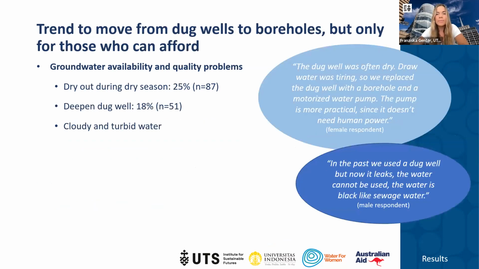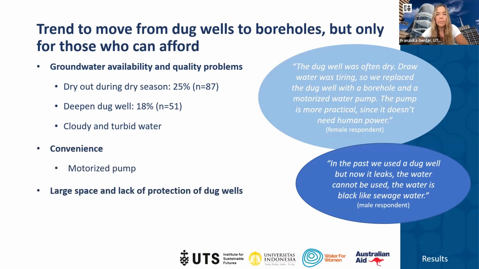The in-depth interviews revealed that households that could afford to replace dugwells with deeper boreholes with a motorized pump did so as a response to groundwater problems. Descriptive results showed that 25% of wells had gone dry and 18% of respondents had to deepen their dugwell in Bekasi and Metro. Half the in-depth interview informants reported water quality concerns such as cloudy or turbid water.